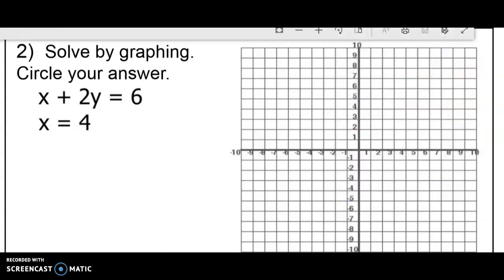So let's look at this first equation here. And if you look, it's not solved for y yet. So I'm going to rewrite it down here: x plus 2y equals 6. And I'm going to get y by itself.